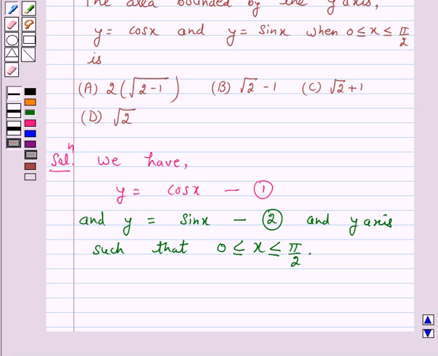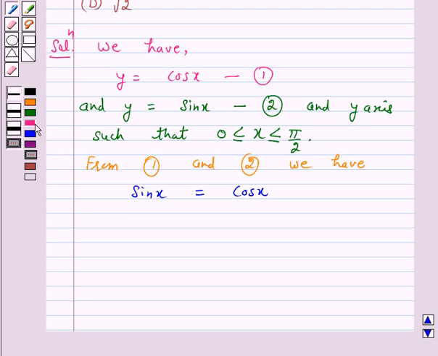Now, first of all, we will find the point of intersection of 1 and 2. So from 1 and 2 we have sin x is equal to cos x, or tan x is equal to 1 by dividing both sides by cos x. This implies x is equal to pi by 4.